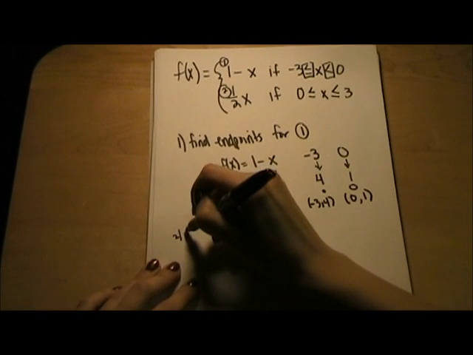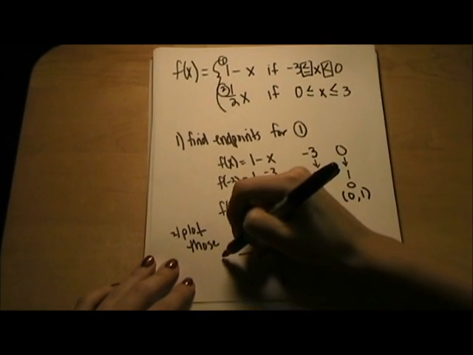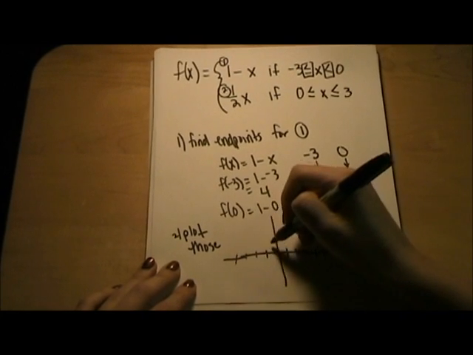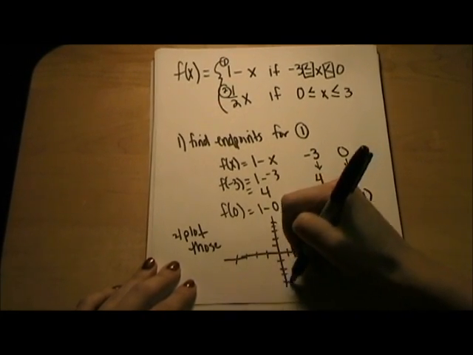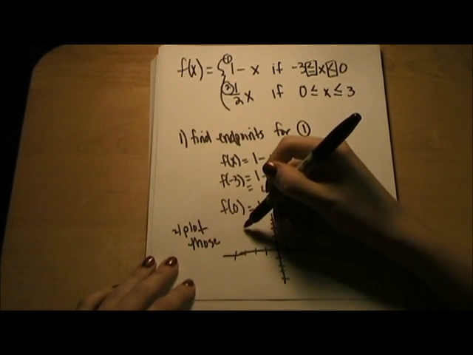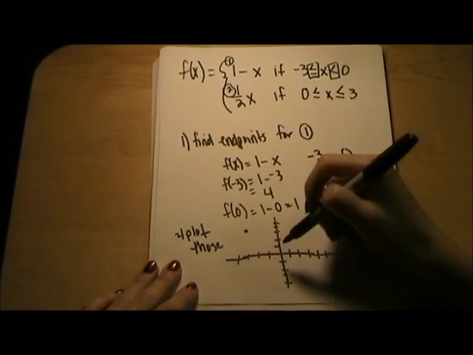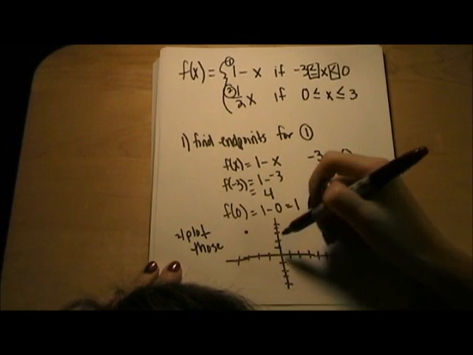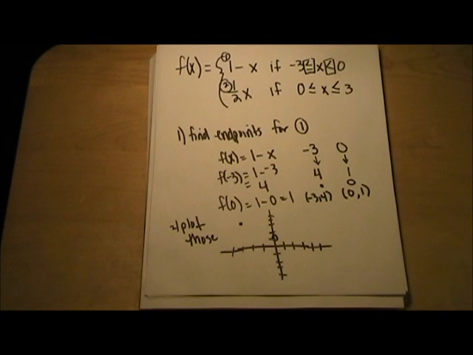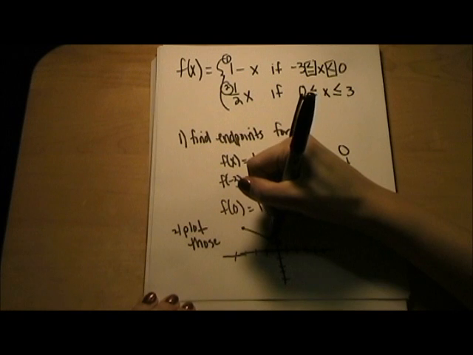Second step, we're going to plot those. So we have -3, 4, going over 3 and up 4, and it's closed. And then (0, 1) means that we're not going anywhere horizontally and we're going up 1. And this is open. Our x value is between the two, so we're just going to draw a line between the two.